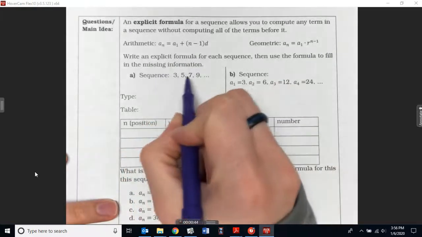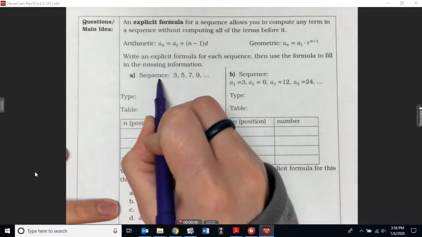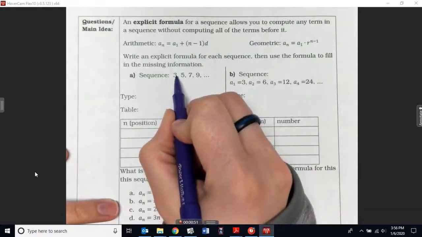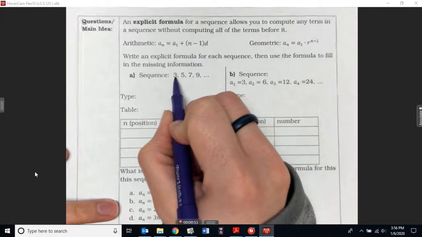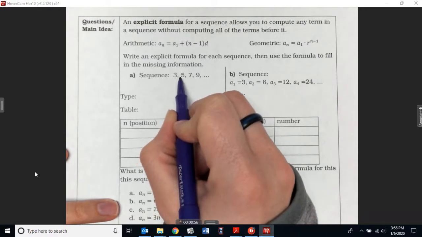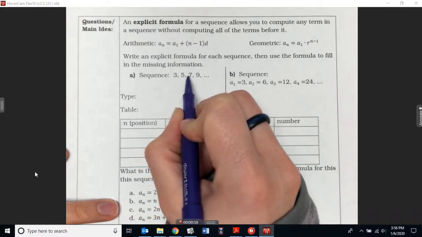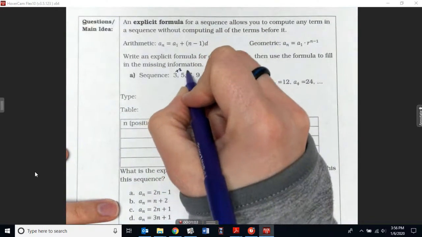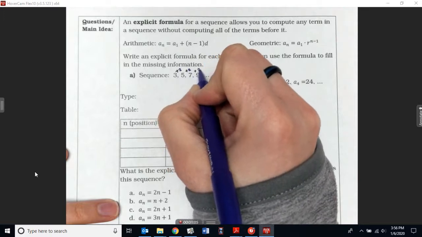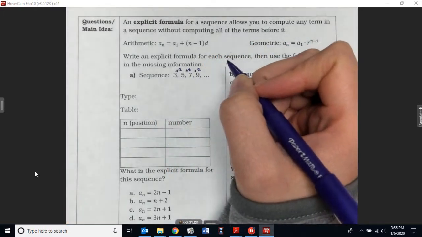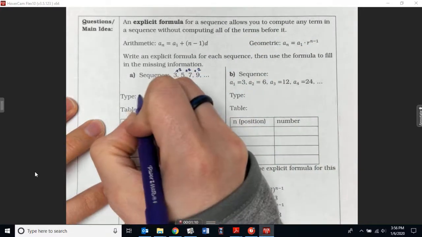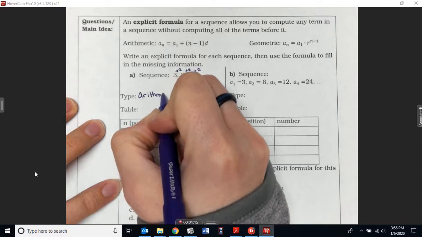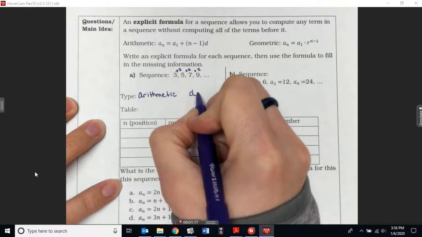And so let's look at these. Example A. My sequence is 3, 5, 7, 9. Well, remember, in order to figure out what's happening, I either have to multiply or I have to add. So to get from 3 to 5, I could add 2. And then from 5 to 7, I can add 2. From 7 to 9, I would add 2. And so if I'm adding every time, remember that that is an arithmetic sequence. And the common difference is 2.